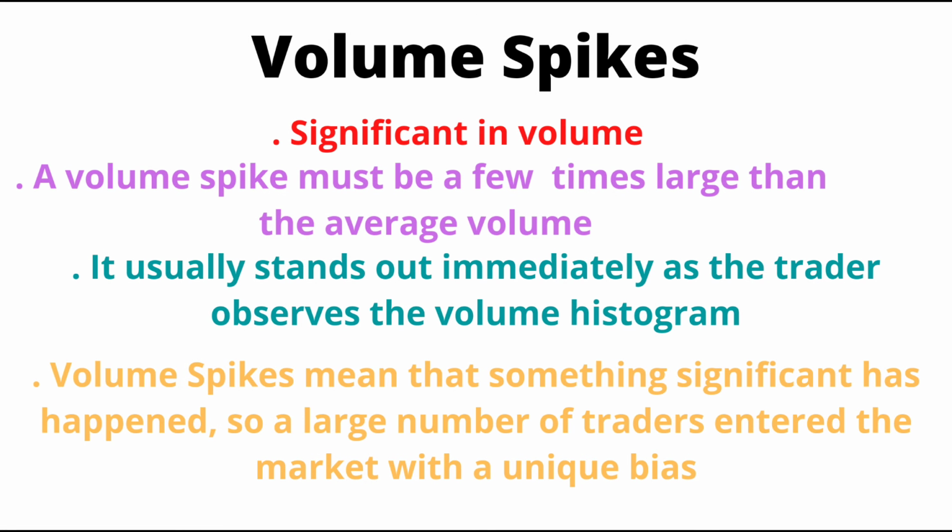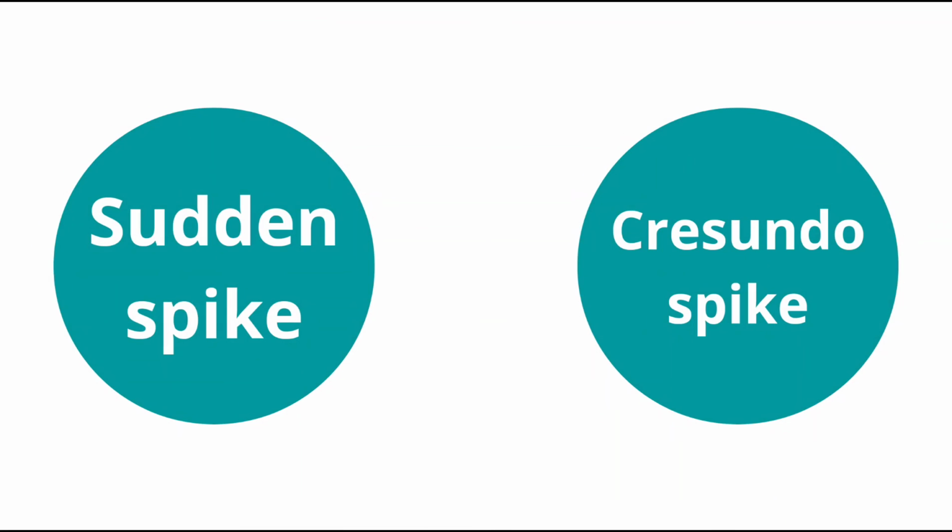A volume spike is a significant increase in volume. To be classified as a volume spike, the volume in a particular period must be a few times larger than the average volume. It's usually something that stands out immediately when we look at the volume histogram. A volume spike means that something significant has happened and many traders or investors have entered the market with a unique few buys. There are basically two types of volume spikes: the sudden spike and the crescendo spike.